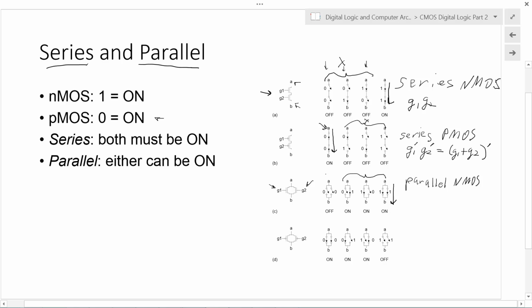For this last case, both are disconnected because both G1 and G2 are equal to 0. So there is no connection between A and B. So the logical equation solved by this is G1 or G2, implying a connection.